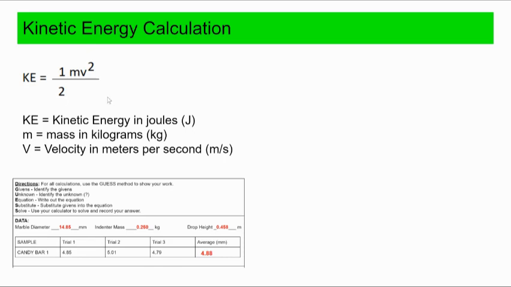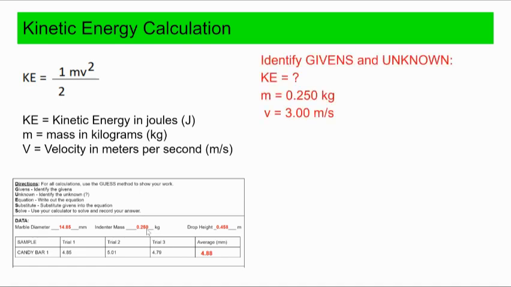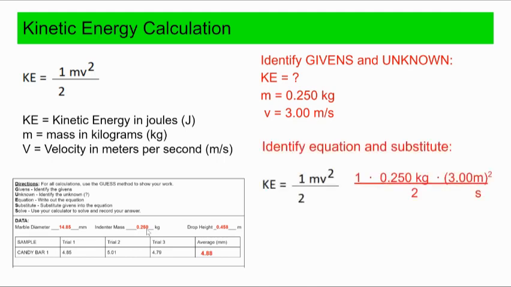Again, let's look at our data table and previous calculations to get our numbers that we substitute in. Mass is going to be the mass of the indenter that's falling onto our material, 0.250 kilograms. And our velocity came from our last calculation. That's the 3.00 meters per second. So I need to substitute into my equation. I'm going to take 2.50 kilograms times 3 squared divided by 2.